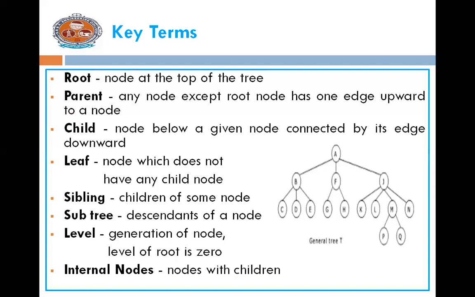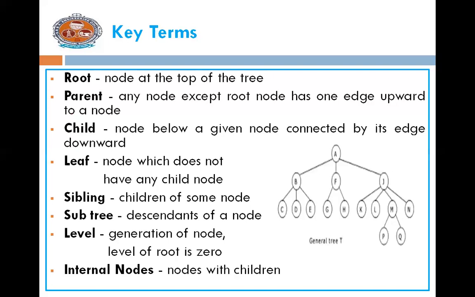Subtree. The descendants of a node. For example, in this example, A is the root of the total tree. Suppose you take F, and from F you take F, G, H. We can say that F, G, H in total is called a subtree, and the root of the subtree is again F. Level. The generation of a node is called its level. We say that the level of the root node is 0.